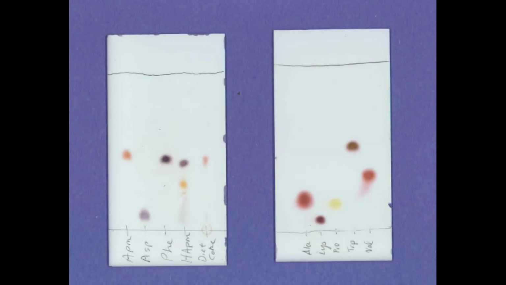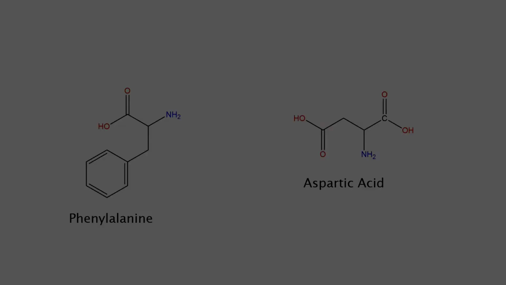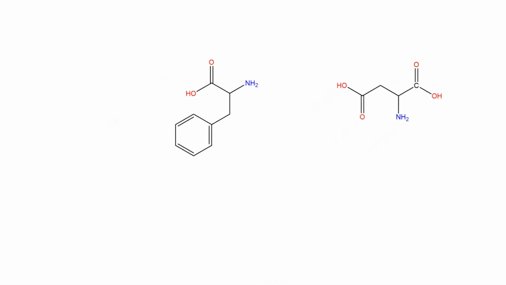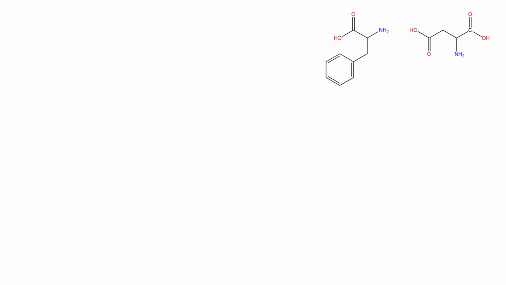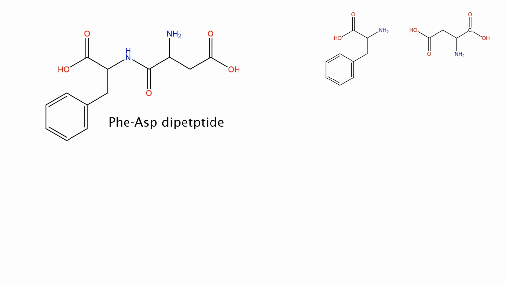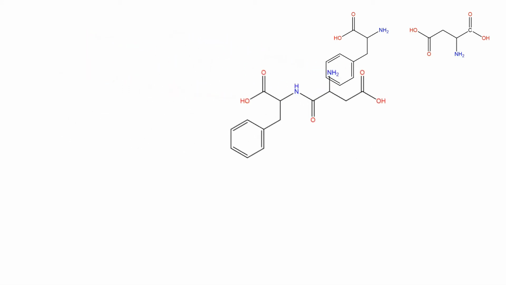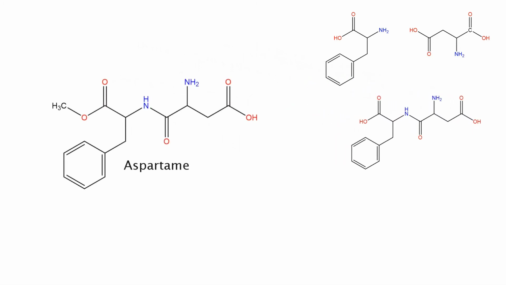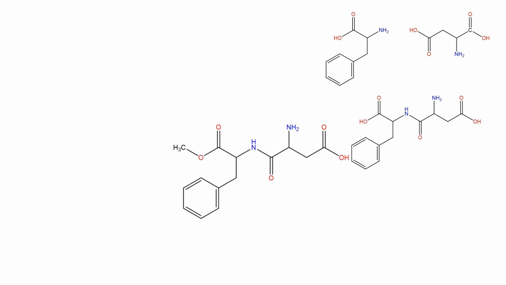Here's another look at both plates, and we're going to look at the aspartame plate this time. On that plate we have phenylalanine and aspartic acid, both just plain amino acids. We may see some of the phenylalanine aspartic acid dipeptide. We have aspartame, the full molecule, and of course Diet Coke on the end.